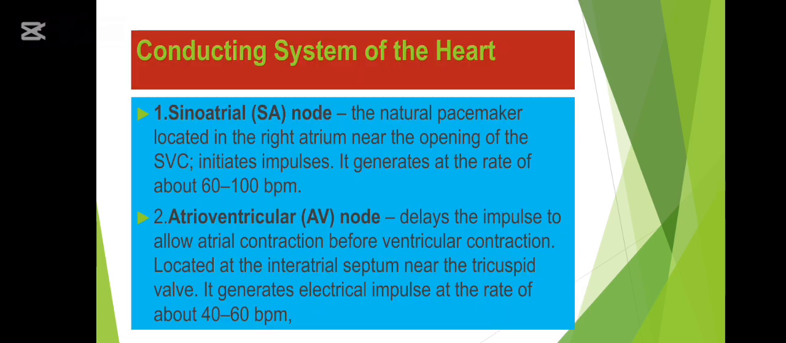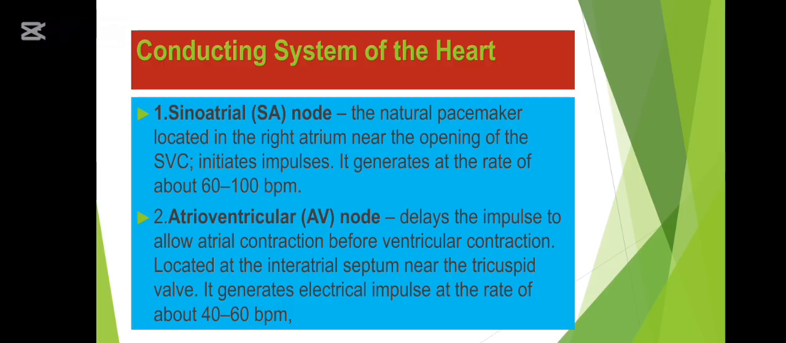So the SA node is the natural pacemaker. Please note that these questions are common in MCQs of cardiovascular. The SA node is the natural pacemaker, meaning it is the one which initiates the generation of an action potential. If it is not okay, then the heart rate of the human being also reduces. It means they are operating using the atrioventricular node, which generates an electrical impulse at the rate of 40 to 60 beats per minute. This is the information that we want in an essay.